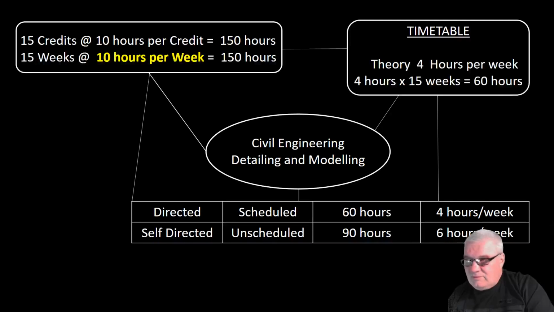Now, in the classroom we've got 4 hours per week. We've got two 2-hour classes. 4 hours times 15 is 60 hours in total. That's what we call directed learning, or scheduled, where you're in here with the tutor in the classroom. 60 hours, 4 hours per week. So that means self-directed or unscheduled time is 90 hours for the course, 6 hours per week.